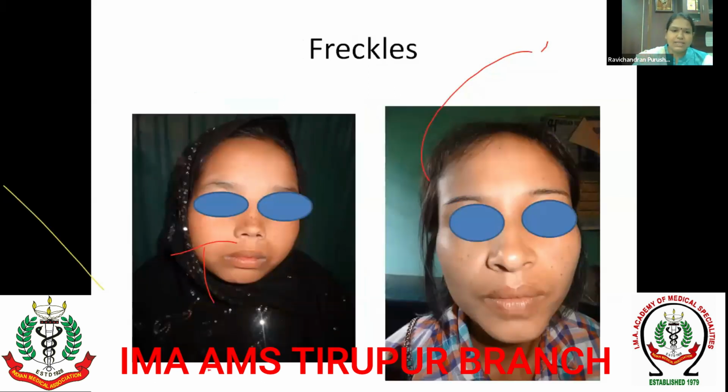And freckles are small, multiple, well-defined macules, mostly over the face, sometimes over the extremities. Freckles fade in winter and flare up in summer.